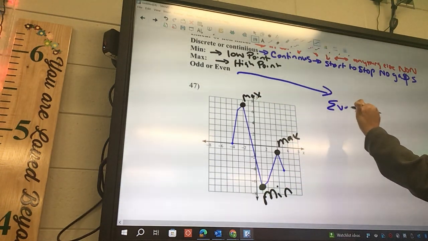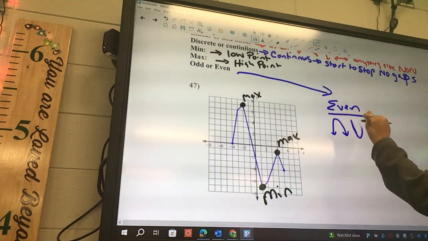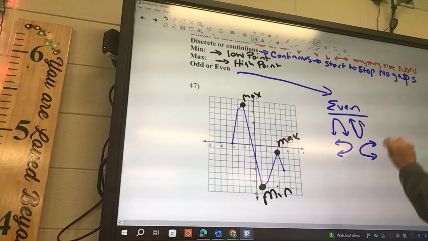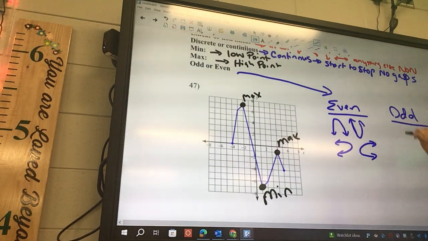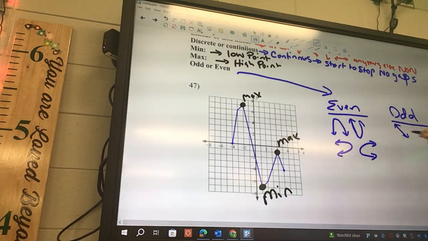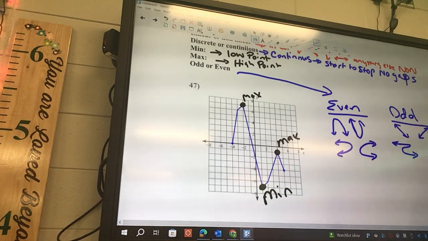So evens are gonna be both pointed down, both pointed up, both pointed left, both pointed right. Okay, odds are gonna look like the arrows are in two different directions. So one is up, one is down, or one is left and one is right, or one is right, one is left. Okay, so arrows essentially are in the same direction, or are they not?